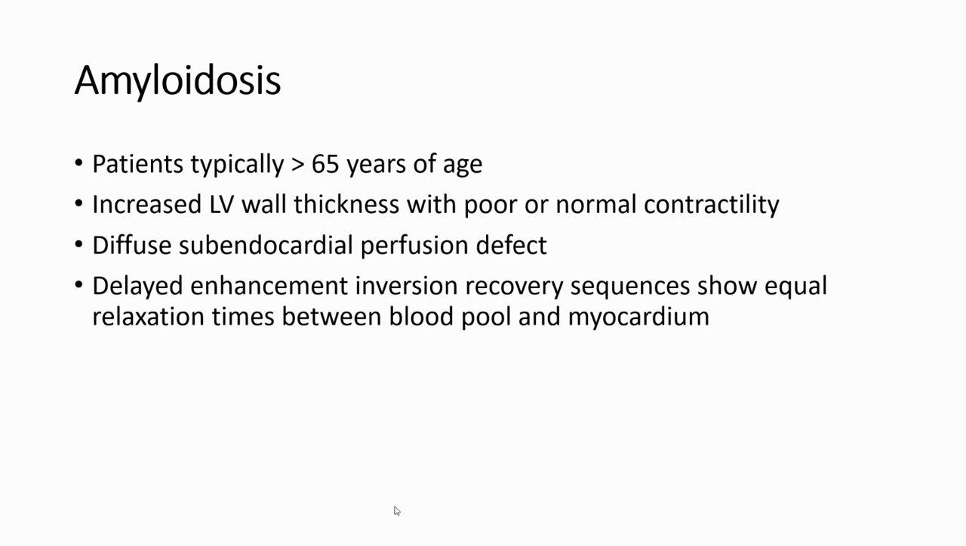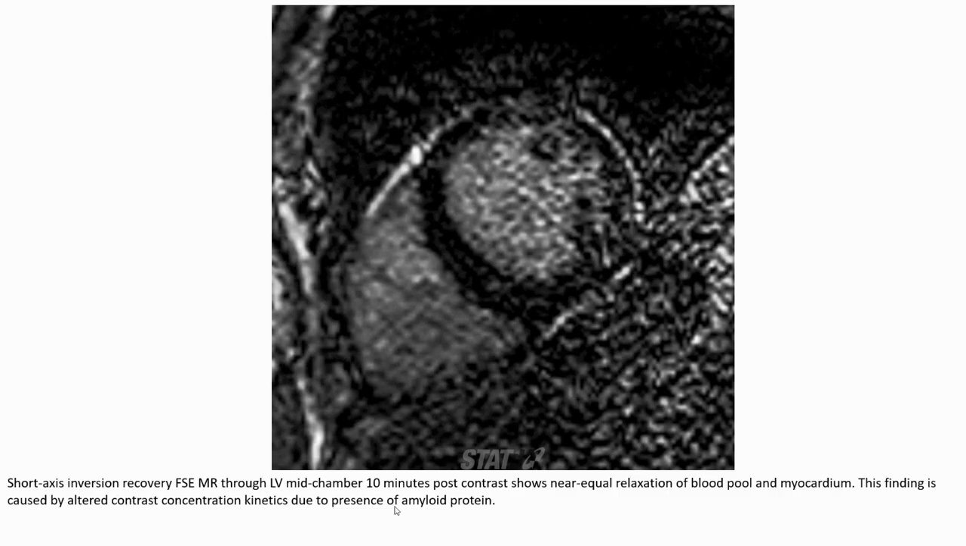Amyloidosis patients are typically more than 65 years of age. There is increased left ventricle wall stiffness with poor or normal contractility, diffuse subendocardial delayed enhancement, and an inversion recovery sequence showing equal relaxation time between blood flow and myocardium. This cardiac MRI shows near equal relaxation of blood flow and myocardium. This finding is caused by altered contrast concentration kinetics due to the presence of amyloid protein.